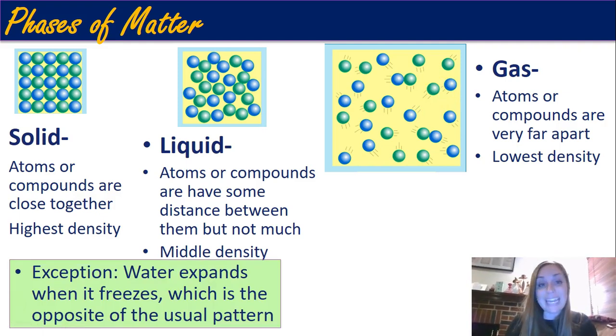Water actually expands when it freezes. It's the opposite of the usual pattern, which is what makes ice less dense than water. That's why ice floats on water, which is really good if you think of things like glaciers. It would be pretty bad if ice were denser than water, because then glaciers would be underwater and we wouldn't know where they were. So it's a good thing ice floats, but water is the only substance that does that. It's the only exception to the rule. In general, solids are denser than liquids, which are denser than gases.